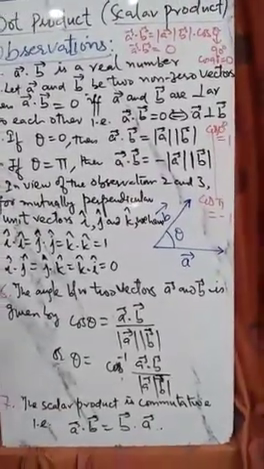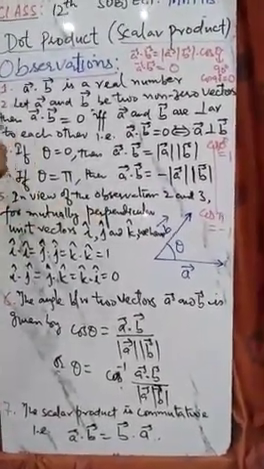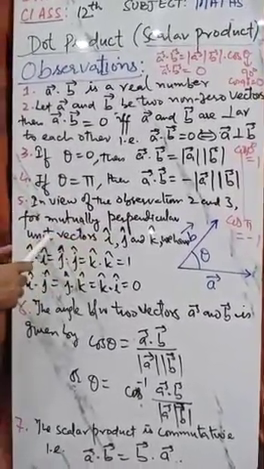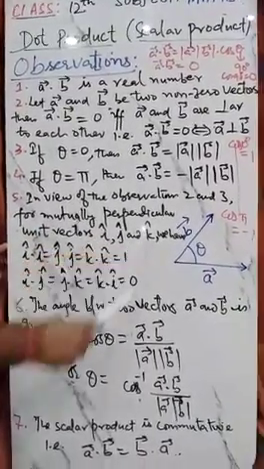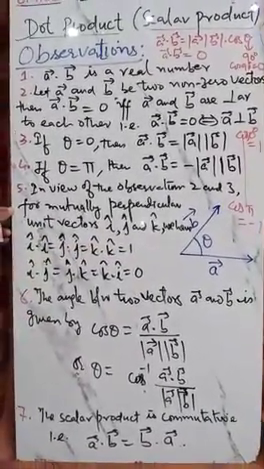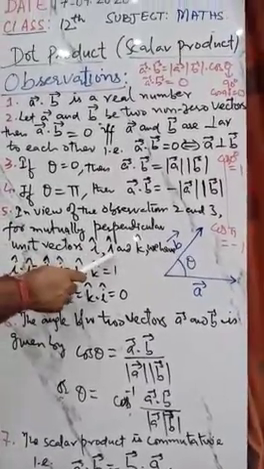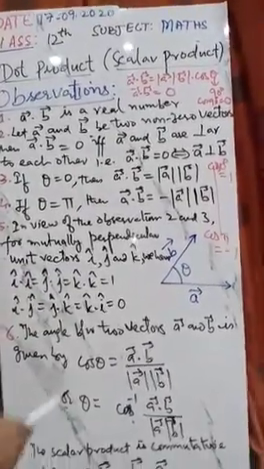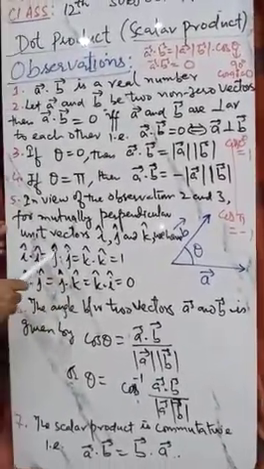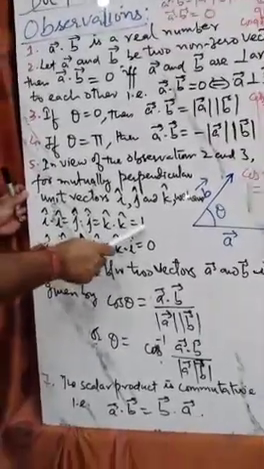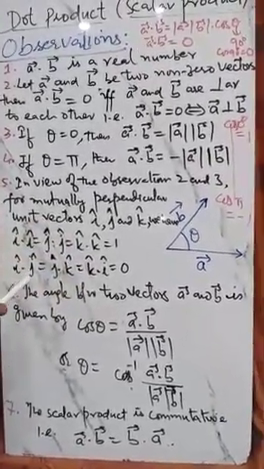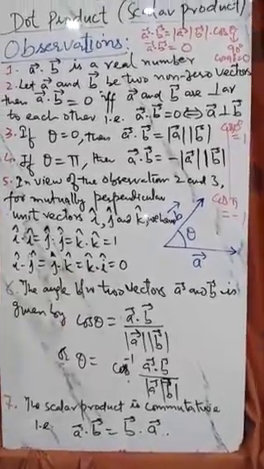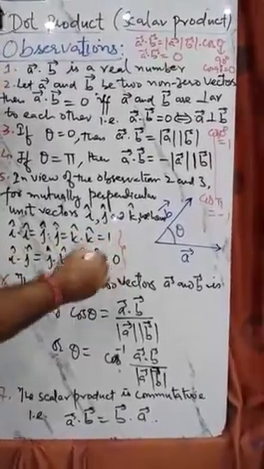One more, very important. In view of observations 2 and 3, you saw that if they are mutually perpendicular unit vectors, I, J and K are called unit vectors. I is a unit vector along the X component, J is a unit vector along the Y component and K is a unit vector along the Z component. So I dot I, J dot J, K dot K are always equal to 1, but I dot J, J dot K and K dot I are always equal to 0. इस चीज को आपको याद रखना है.